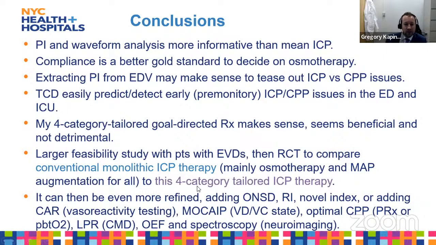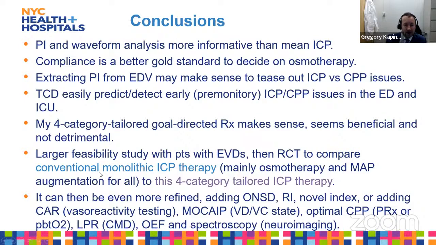Those 4 categories, to me, deserve a real feasibility study, and then we could even submit a grant to really randomize our patients to the classic treatment, which is what I would call a monolithic ICP therapy treatment. ICP is high, therefore you deploy both osmotherapy and MAP augmentation. CPP above 60 and ICP below 20 equals good outcomes.